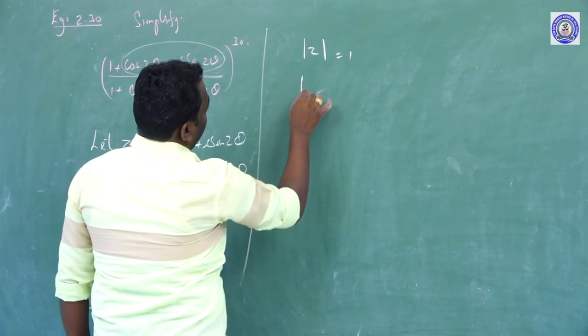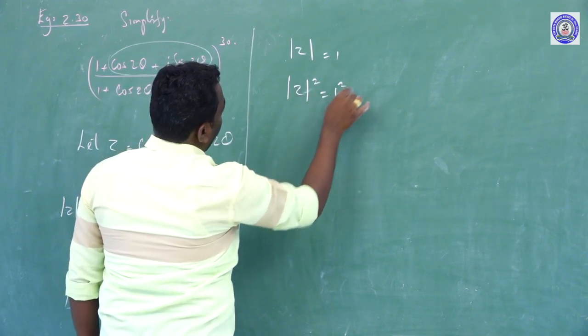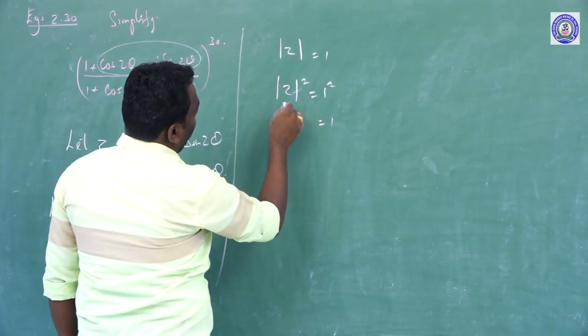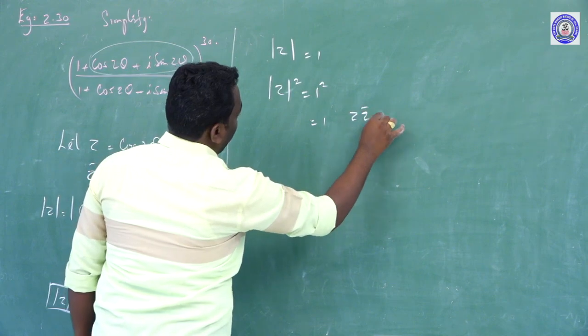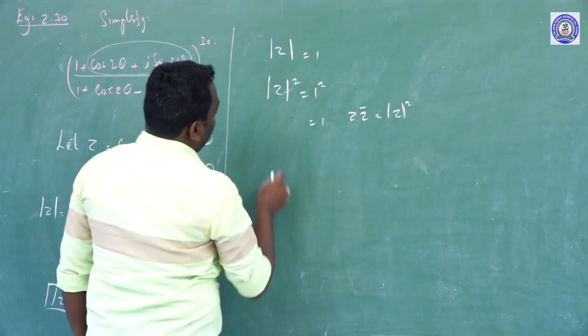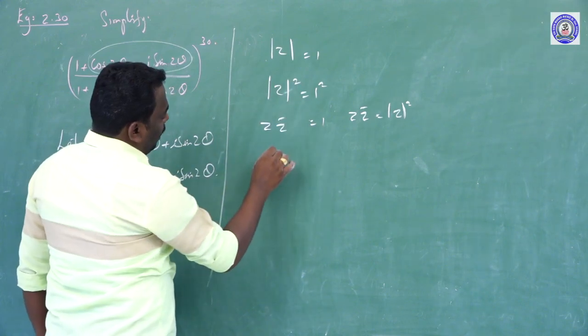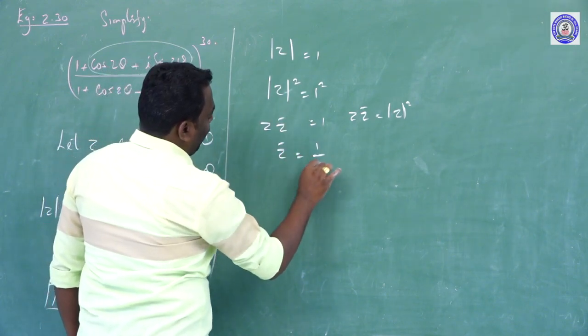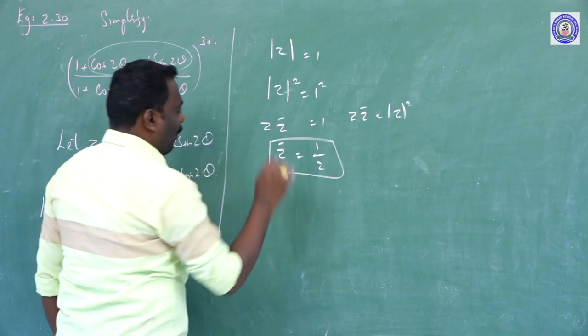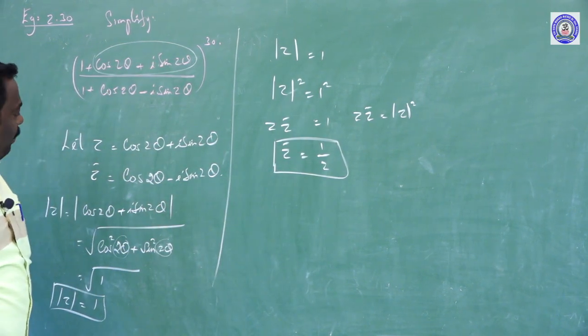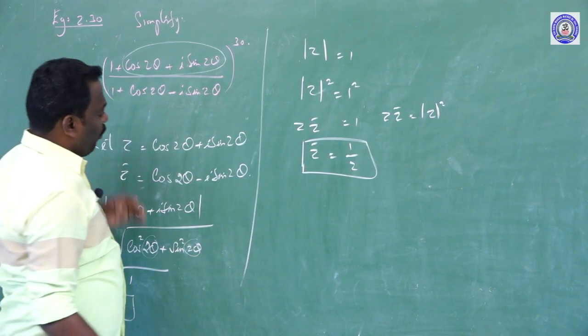Take the square on both sides. Modulus of z squared equals 1 squared, which equals 1. We apply the formula z into z bar equals modulus of z squared. Now we can write z squared as z into z bar. Therefore z bar equals 1 by z. That we now apply. So what is given? What do we want to find?